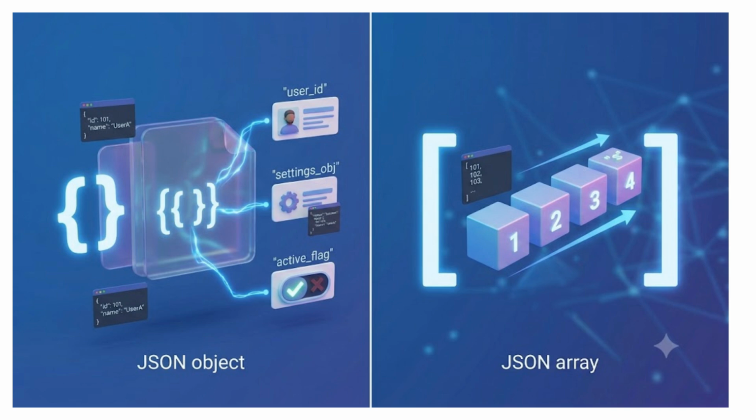This image shows the difference between a JSON object and a JSON array. A JSON object uses curly brackets. It stores related information as key-value pairs, such as a user ID, settings, or an active status. A JSON array is different. It uses square brackets and stores multiple items in an ordered list. For example, an array might contain several models, messages, or results. So remember, curly brackets represent an object, and square brackets represent an array.